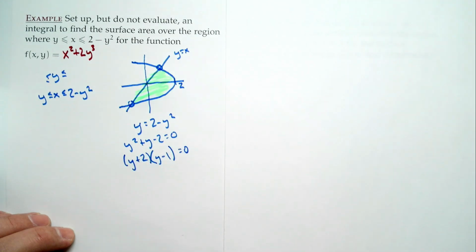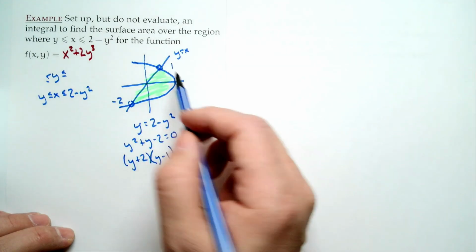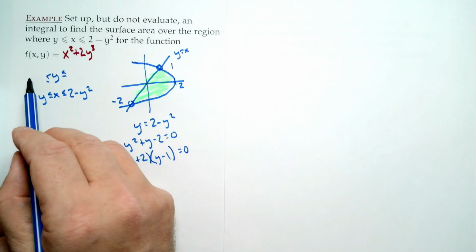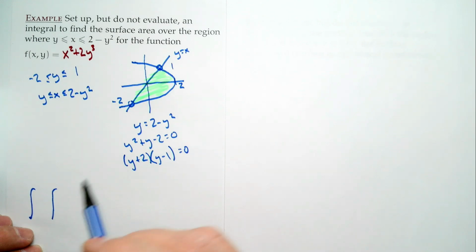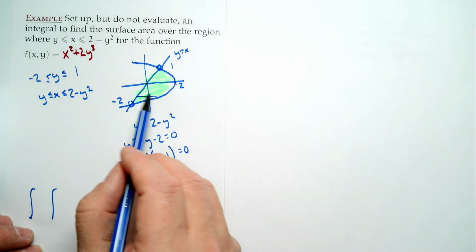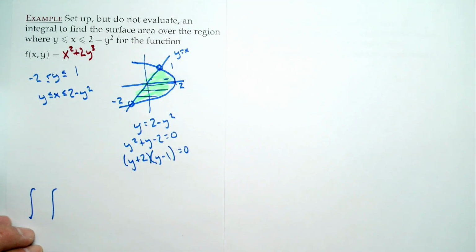So where are the intersections? y equals negative 2 and y equals positive 1. That tells us where y goes between, and now we're done. That's our region described as a series of inequalities. We should use that description, because currently it's integrating in this fashion, horizontal slicing. If we were to switch to vertical slicing, we'd have to do 2 integrals, and that sounds like twice as much work. So we're going to avoid that.